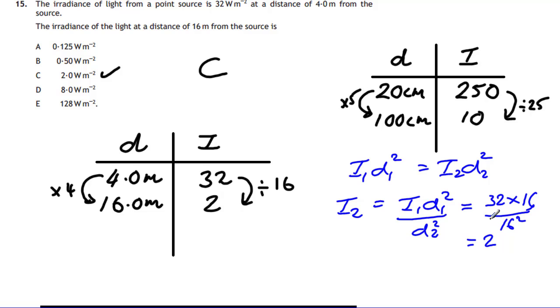So there's two ways to do the inverse square law, and the inverse square law, remember, we can sum up in red here. The inverse square law is always written like that. Irradiance is directly proportional to 1 upon the distance squared. Double the distance, you quarter the irradiance. Triple the distance, you get one ninth the irradiance. Get to know the inverse square law.